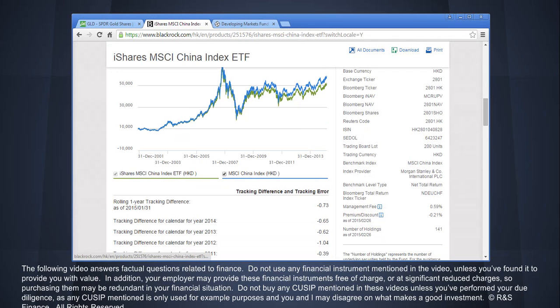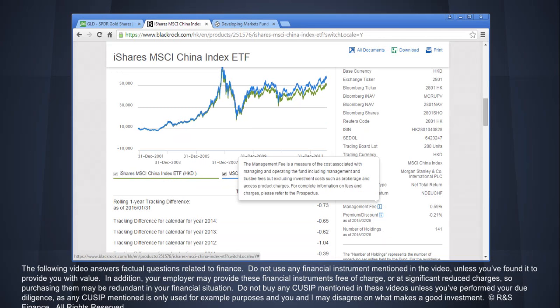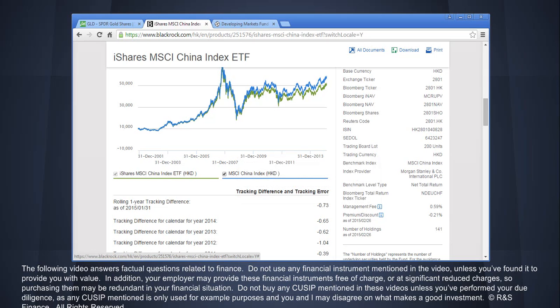And again, one thing super cool about them, if you look, you can click on it, and it says the management fee is a measure of the cost associated with managing and operating the fund, including management and trustee fees, but excluding investment costs such as brokerage and access product charges. For complete information on fees and charges, please refer to the prospectus. So this is the management fee. You should check the prospectus because depending on your brokerage, there may be charges. I happen to know there's no additional charges in my case.